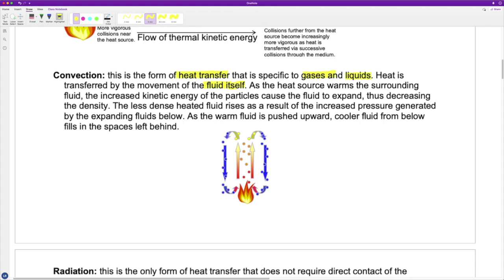The fluid is just a general term because it applies to both liquids and gases. So as the heat source warms the surrounding fluid, we get an increase in kinetic energy. And that's the key, increase in kinetic energy of the particles, which causes the fluid to expand, thus decreasing the density. And of course, the less dense heated fluid rises as a result of the pressure generated from below.